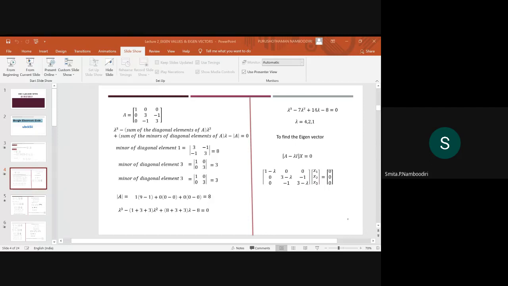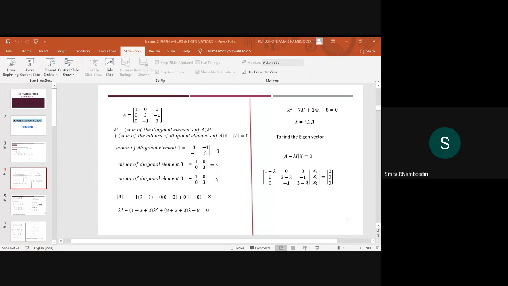Okay, we will continue that. So A is the given matrix. We have to find the characteristic equation. After finding the characteristic equation, we have to find its roots, and once we get the roots, those roots are called the eigenvalues. We know to calculate the characteristic equation by using the formula lambda cube minus sum of the diagonal elements of A into lambda square plus sum of the minors of the diagonal elements of A into lambda minus determinant of A equal to 0.